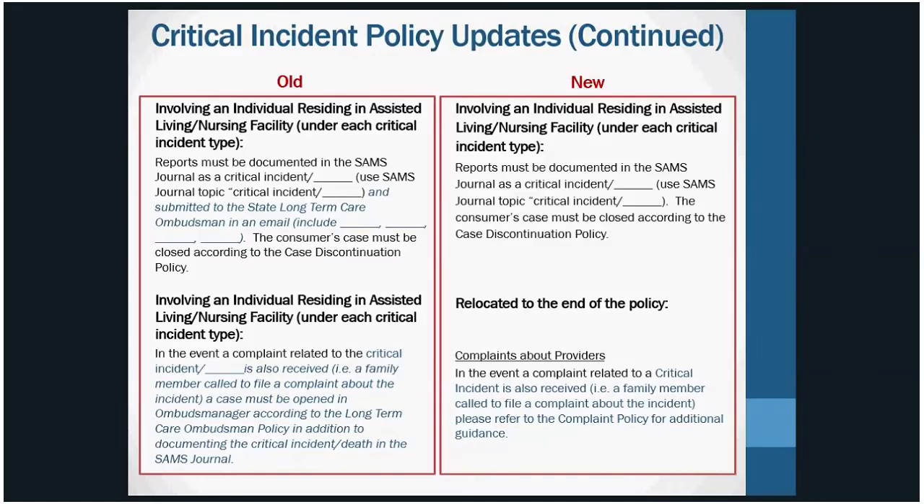Within the critical incident policy, under every single critical incident type, it talked about what you would need to do in the event a complaint related to the critical incident was also received. So we combined those all together and put it at the end of the critical incident policy: if you do receive complaints about providers when you're receiving the critical incident report, you would want to refer to the complaint policy for additional guidance. And as we just talked about, we updated the complaint policy to include what to do in each of those cases.